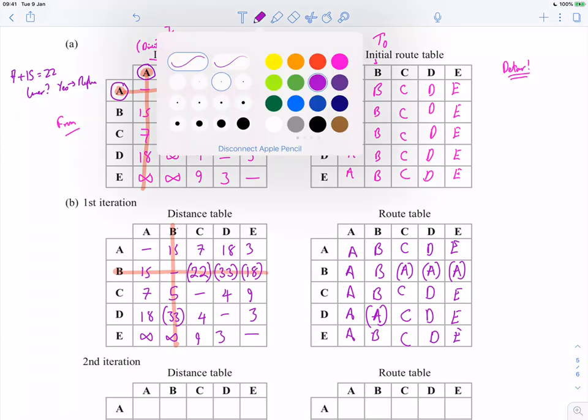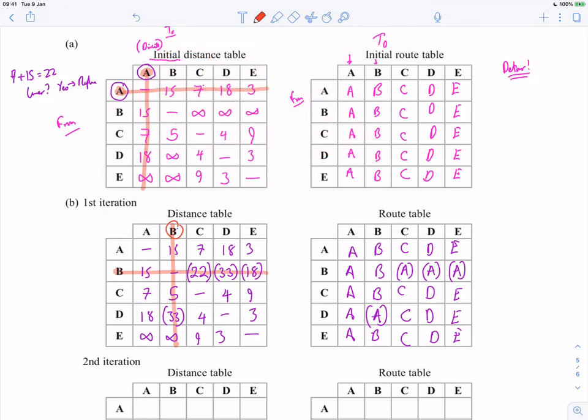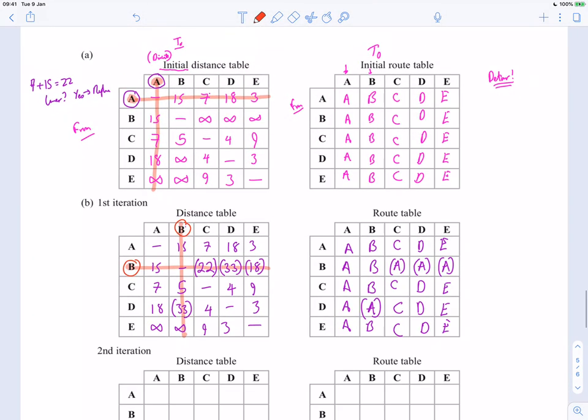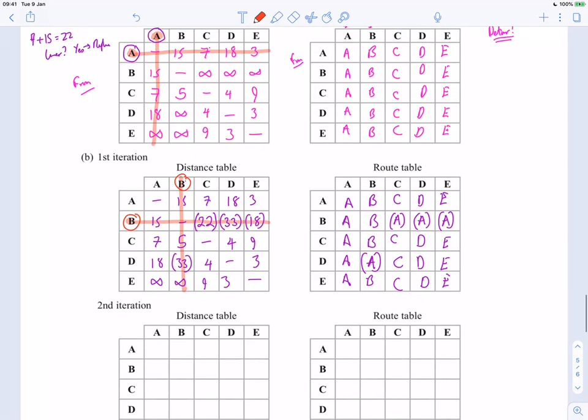Okay, and I'll use red this time, so B and B, and we do exactly the same thing, replacing stuff in the root table. Once we've done that, we do it for the C column and C row, then the D column and D row, and then the E column and E row. So we're going to need to do as many iterations as there are columns and rows to complete the algorithm.